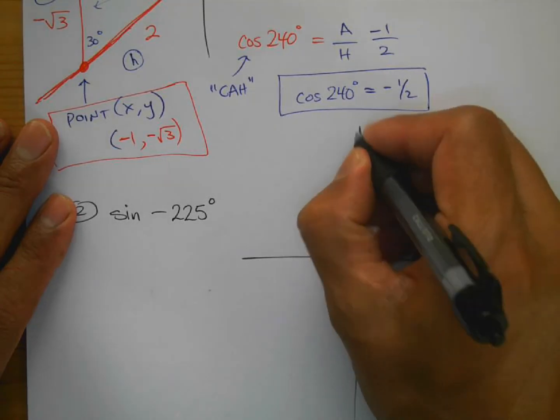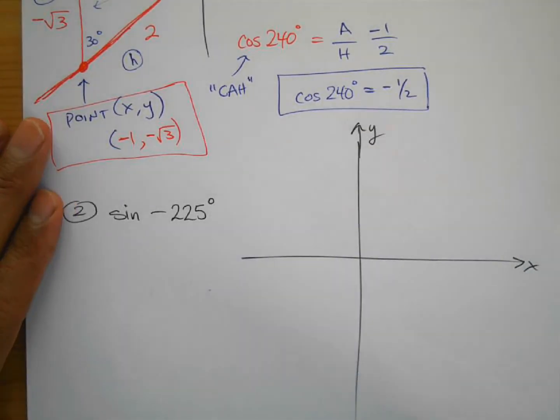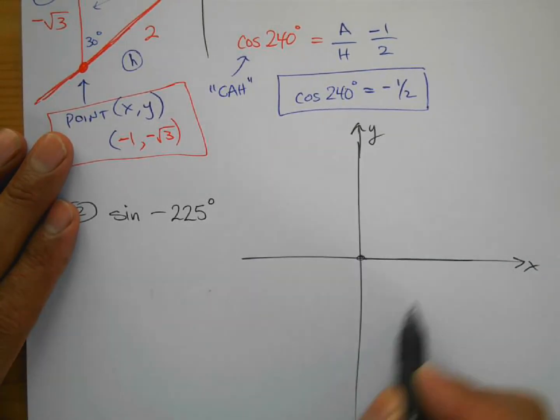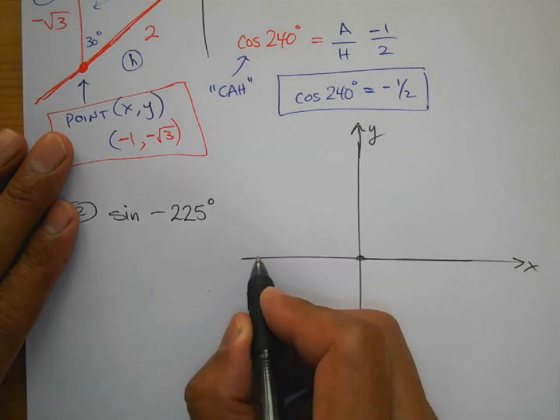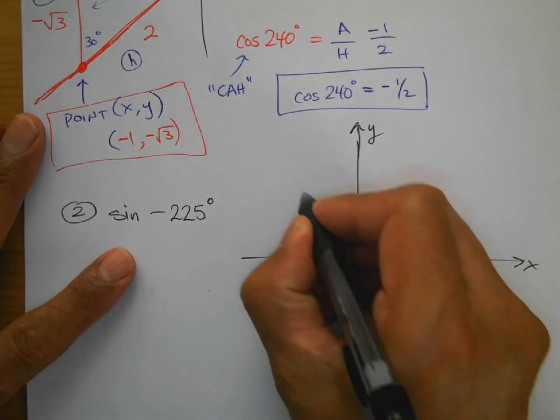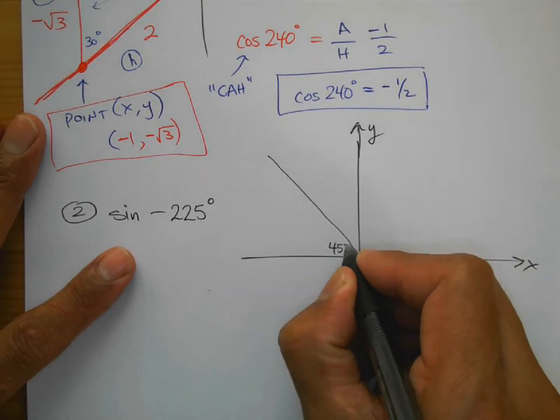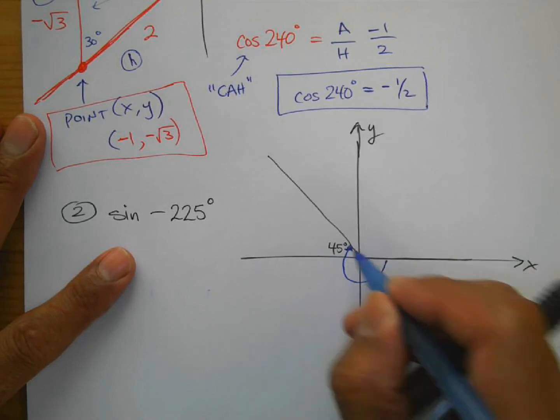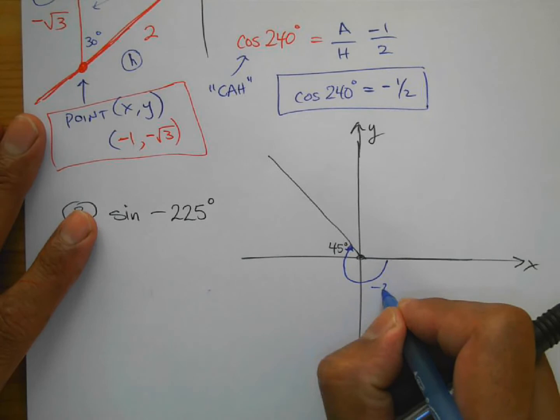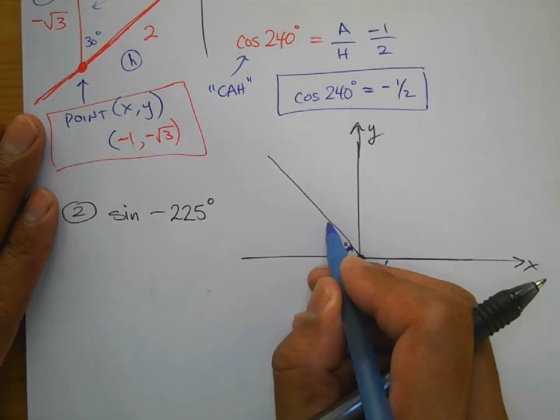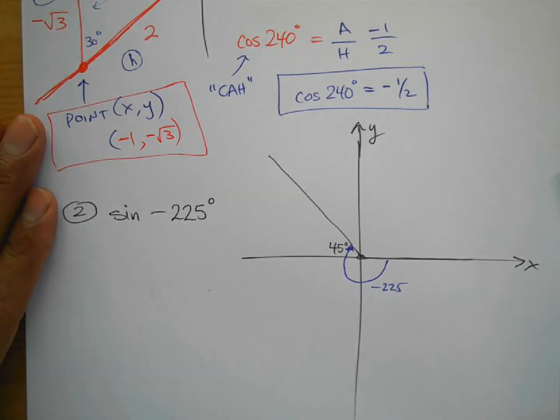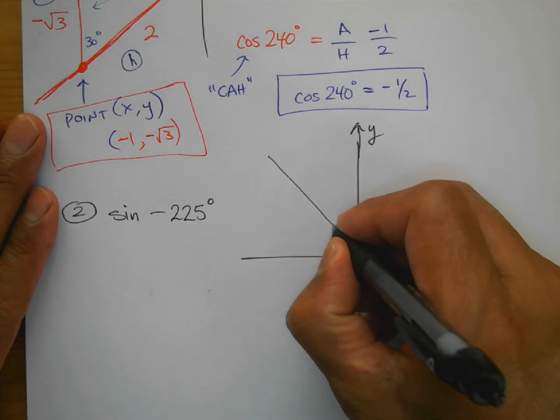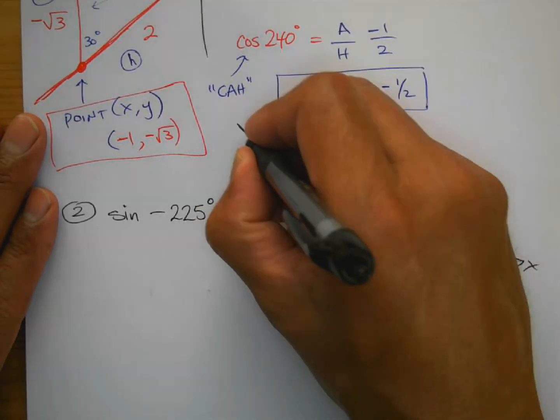We learned how to draw angles. Negative angles, all angles start from here. Negative is clockwise, so negative 90, negative 180. Well, it's going to be right down the middle, all the way from here to here. That is negative 225. It's 180 plus 45 is 225. Okay? And this is the terminal side of negative 225.